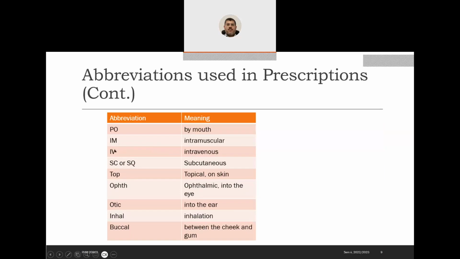IM, intramuscular, IV, intravenous. Intramuscular is in the muscle, intravenous is in the vein. Subcutaneous, written as SC or SQ, means under the skin. Top is the abbreviation for topical, means to apply on the skin. Ophtha means ophthalmic or into the eye. Otic means in the ear. Inhale is for inhalation, to inhale. And buccal means between the cheek and the gum.